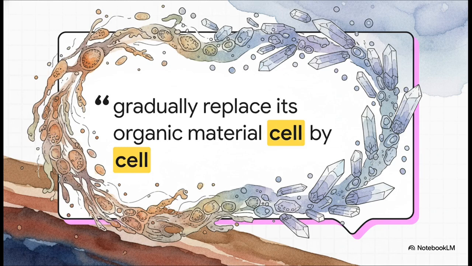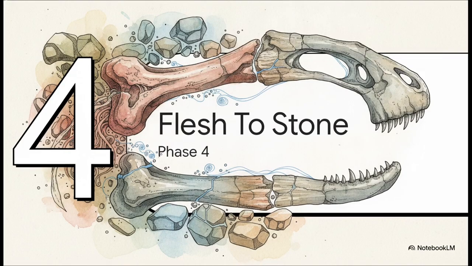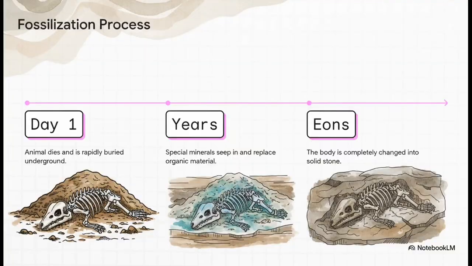And finally, phase 4, flesh to stone. This timeline brilliantly illustrates the complete epic journey we've just taken, from that sudden death and rapid burial that completely blocks out the oxygen, stretching across that unfathomably long period where minerals patiently seep in, we finally arrive at a permanent physical change. That extremely slow process completely transforms the organic material into solid stone. It is not the original bone we're finding, it is the Earth's perfect mineral recreation of it.